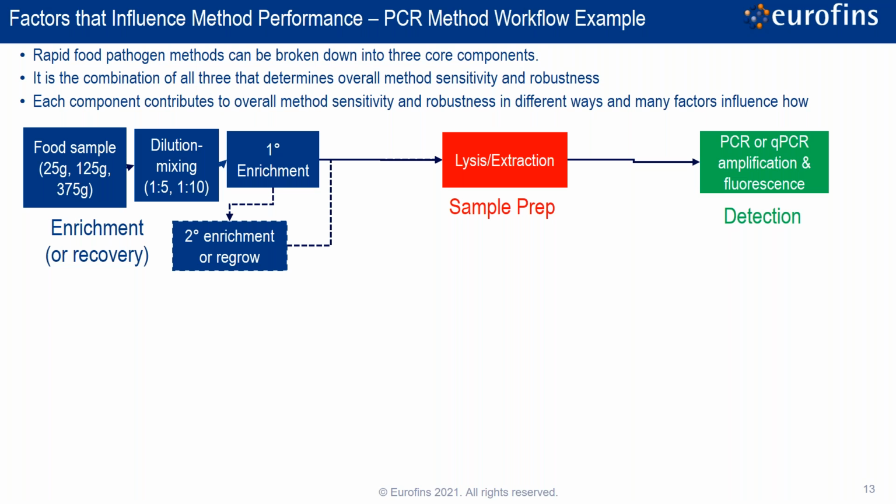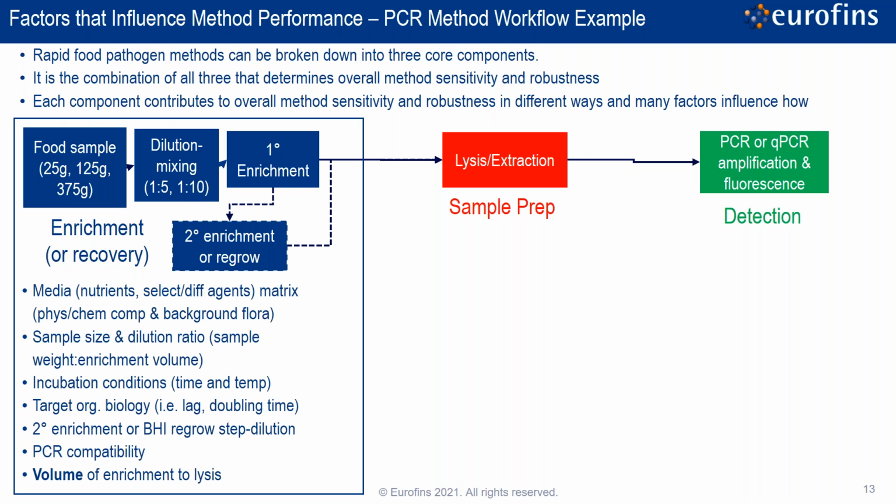So if you look at typical rapid methods, there are typically three steps to those, three core components. And it's a combination of all of these three core components that determines the overall sensitivity and robustness of the method. Each component contributes in different ways, and there are all kinds of factors that influence how. So this is an example of a PCR method workflow. I'll go ahead and click again.